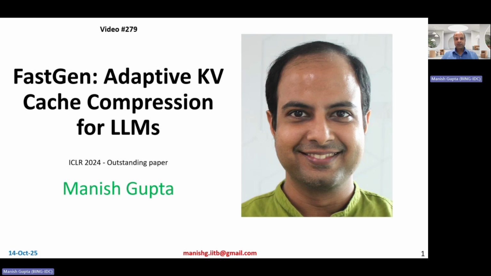Hi, my name is Manish Gupta, and in this video, I'm going to talk about FastGen, which is a method for adaptive key-value cache compression for large language models. This paper was an outstanding paper at ICLR 2024.